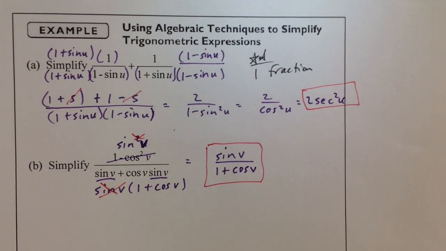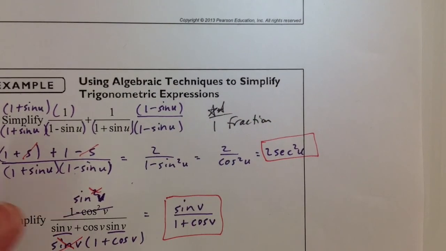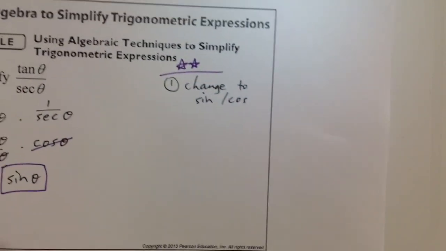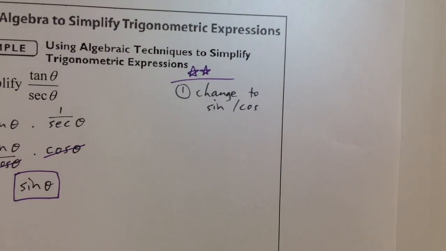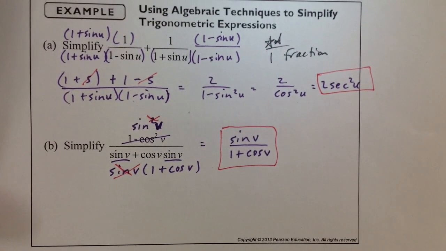Okay, so that's it. That's simplifying trig expressions using the two main techniques: combine to one fraction, but then also change to sine and cosine. So you've got to be careful here. Just a quick recap of this part.